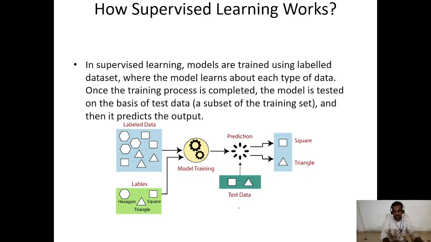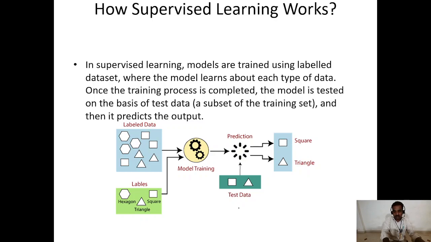For example, first you take the labeled data, and based on that you train the model. Here, for example, take hexagon, square, triangle. These are different types of labels. If the shape has 6 sides, then it can be labeled as a hexagon. If it is a square, 4 sides are equal, then it will be treated as a square. If it consists of only three sides, then it is called a triangle. Based on that you can model the data.